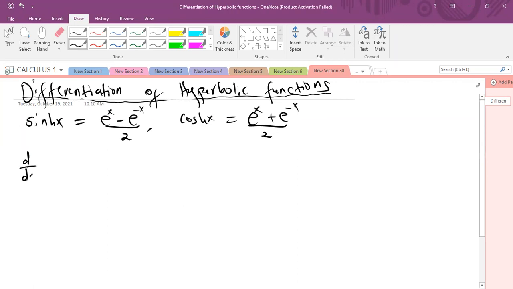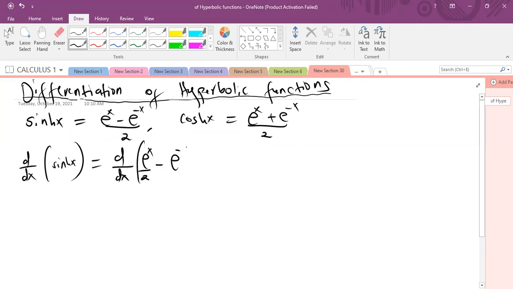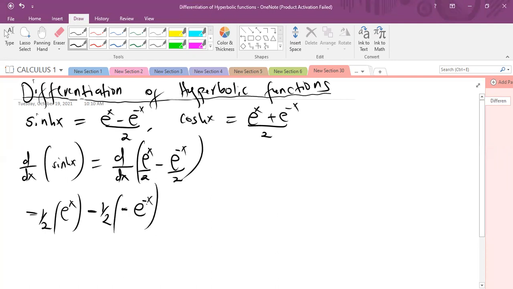So d/dx of sinh x, we already know the answer, it's cosh x, yeah? But how do we get the cosh x? It is d/dx of this side, which is exponential x over 2 minus exponential minus x over 2. So this is the same as differentiating this with respect to x and this with respect to x, and that will give me a half. The derivative of exponential x is exponential x, minus a half. The derivative of exponential minus x is minus exponential minus x, if you remember from the table that I gave you on the differential coefficients.